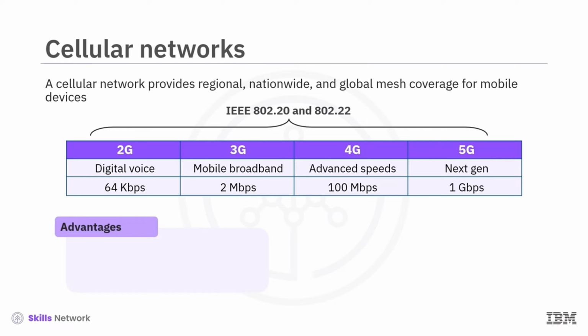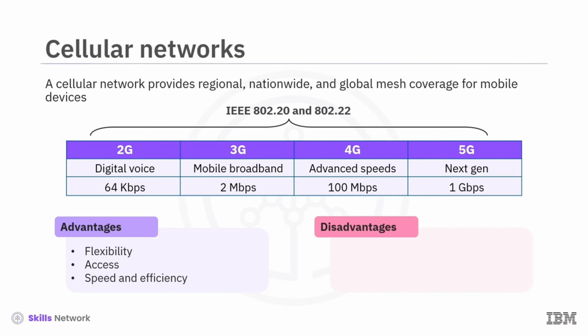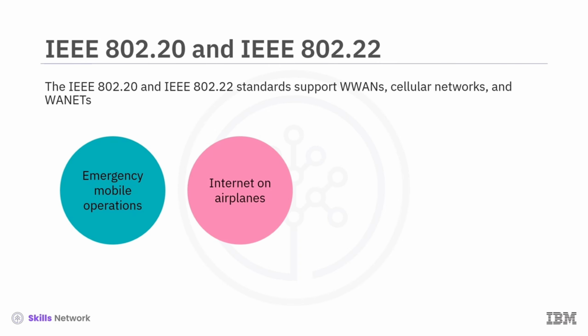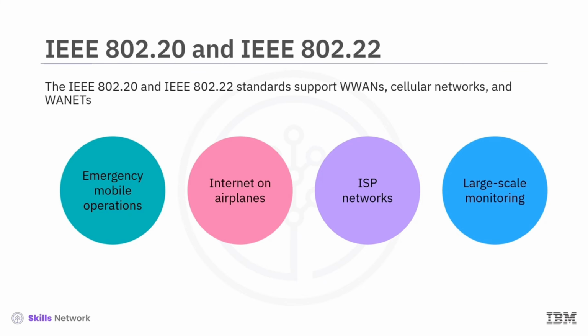Advantages of cellular networks include flexibility, access, and speed and efficiency as it evolves. Disadvantages include expensive, decreased coverage in rural areas, and hardware limitations like screen size and mobility of peripherals. The IEEE 802.20 and IEEE 802.22 network standards support WWANs, cellular networks, and WANETs. Well-known use cases include emergency mobile operations, internet on airplanes, internet service provider networks, and large-scale monitoring for things like earthquake zones, flood warnings, and space exploration.